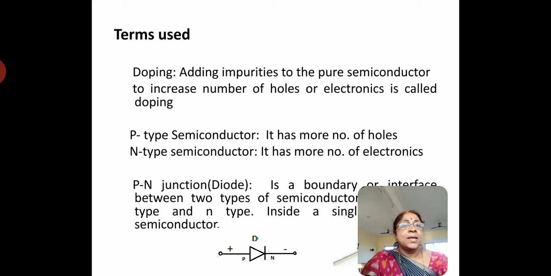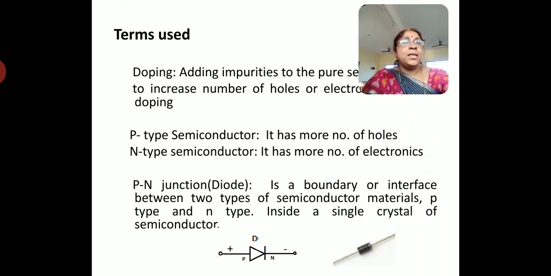By combining these two types of semiconductor, we get a diode and it produces a PN junction. It is a boundary or interface between two types of semiconductor materials, P-type and N-type, inside a single crystal of semiconductor. That is why it is known as a diode. Symbolically, we represent the diode as shown in the figure.